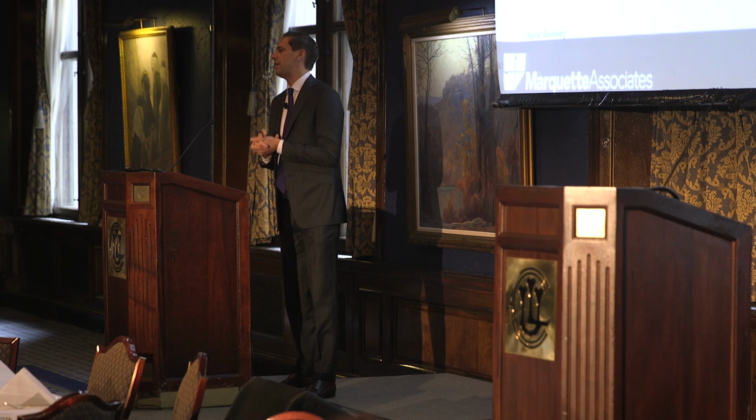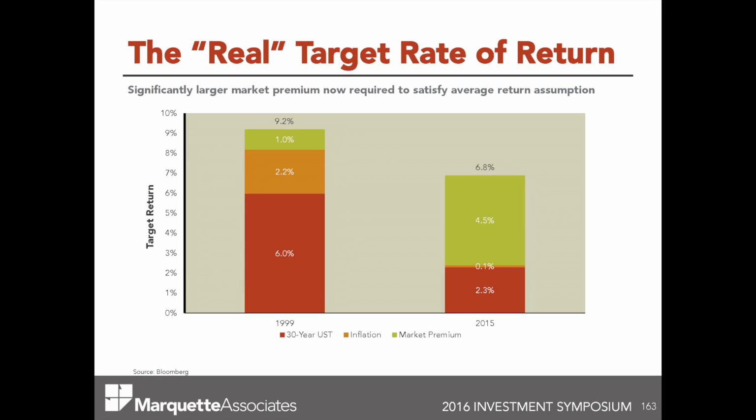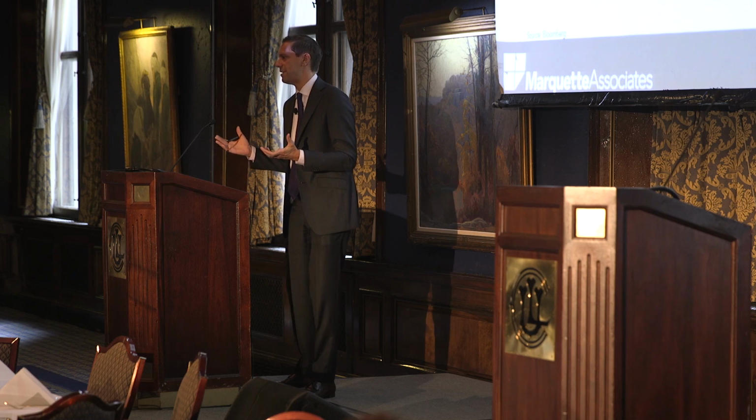But look at 1999. The 30 years trading around 6%. Inflation is running around 2%. So that market premium, or to make up that difference between your risk-free plus inflation to get to that 9.2 average, it's simple. It's 1%. If anything, that's a conservative number.